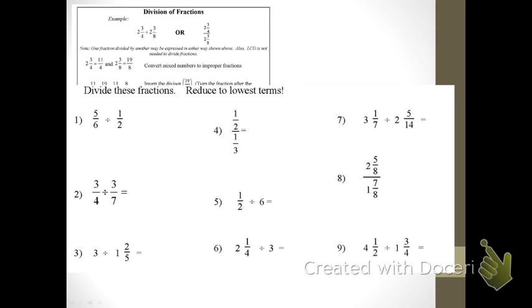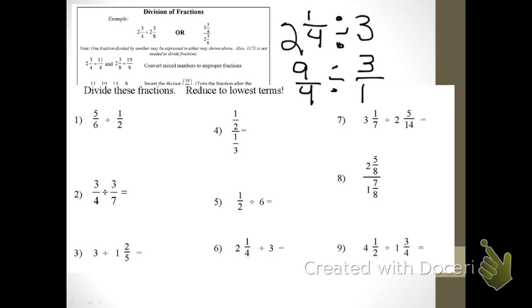Okay, let's look at number 6, which is 2 1/4 divided by 3. And again, this is in your pack. This is called division of fractions in your pack. So we do have a mixed number we have to convert. 2 times 4 is 8, plus 1 is 9/4, divided by, and this is a whole number 3, and we write whole numbers over 1.